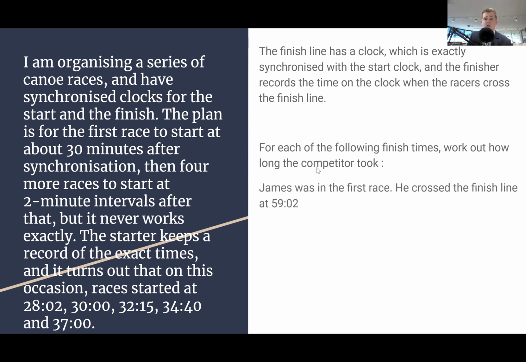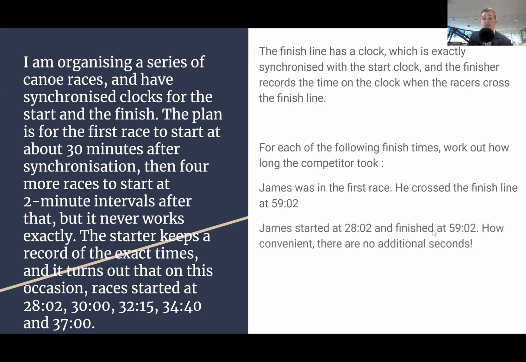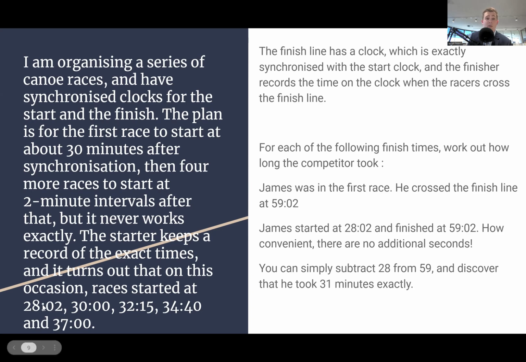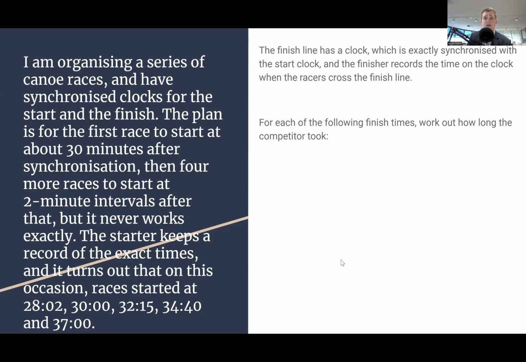Okay. So James was in the first race, so he started, looking back at the question, at 28:02. He crossed the finish line at 59:02. Okay, so we need to work out how long he took. So James started at 28:02 and finished at 59:02. How convenient. There are no additional seconds. It lines up exactly, having 2 seconds. So the question becomes quite simple. You can simply subtract 28 from 59 and discover that he took 31 minutes exactly. So that's the first race. If you're working on paper and you had this written out, you could even cross that time out to know you've already used that time. So have a look at the next one.